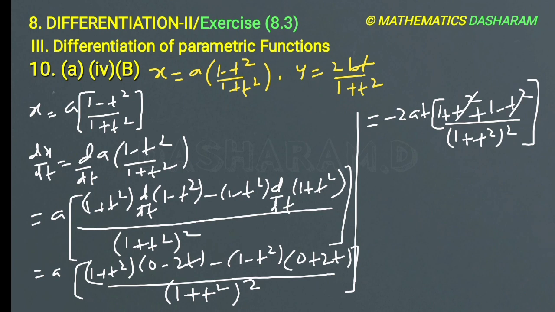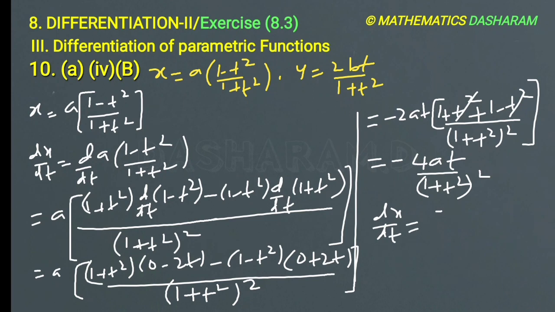So plus t square minus t square cancel, 1 plus 1 is 2. So then overall minus 4at divided by 1 plus t square whole square. So dx by dt equals minus 4at divided by 1 plus t square whole square.